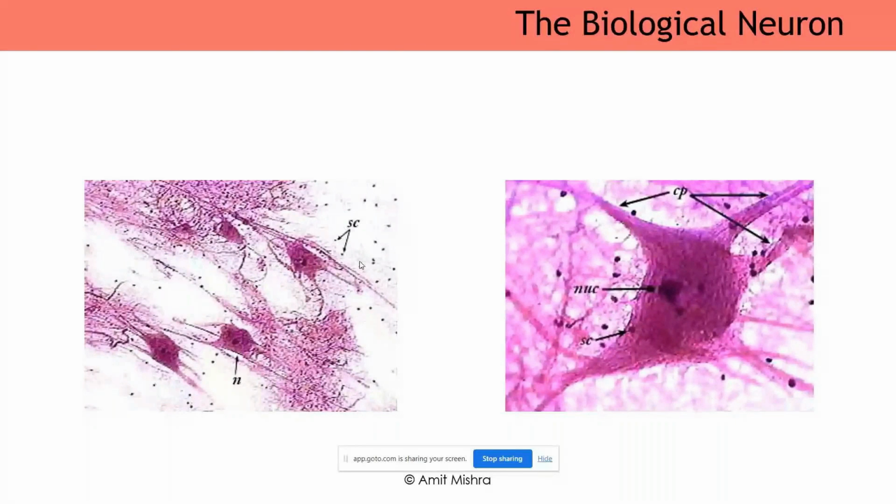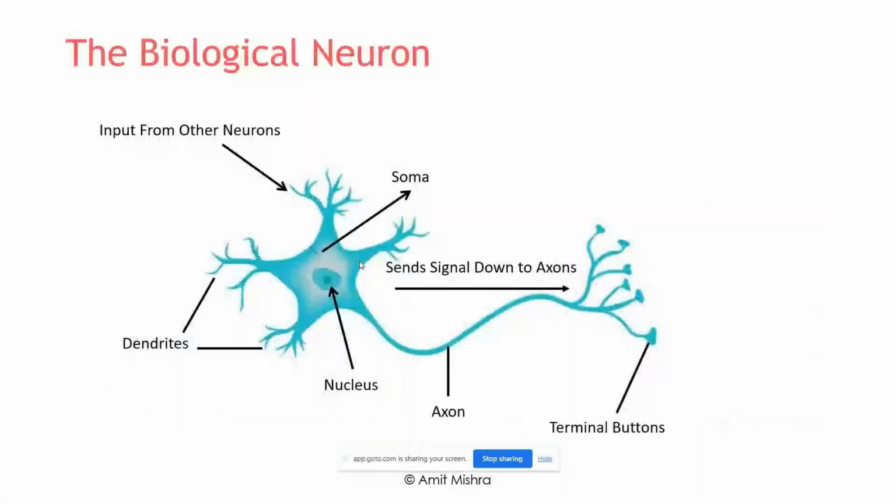Now here, if you look at the biological neuron, it contains things like dendrites, which are a tree-like structure, and this is the input terminal. So all neurons will try to take the input value from these dendrites, the tree-like structure. Then it takes all the input.